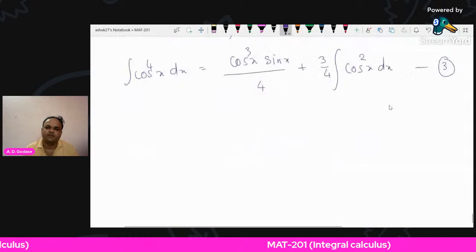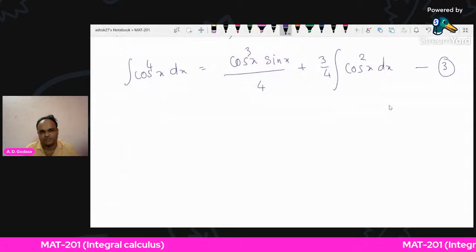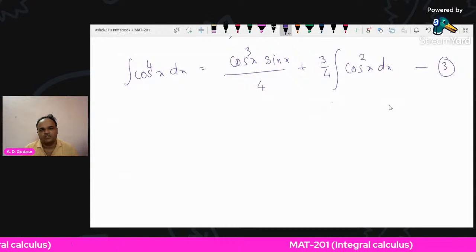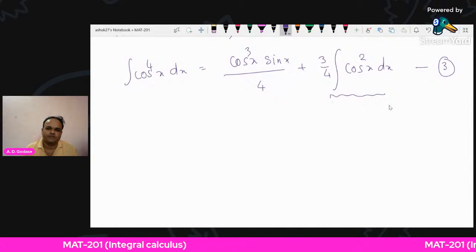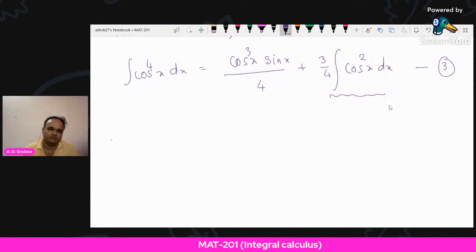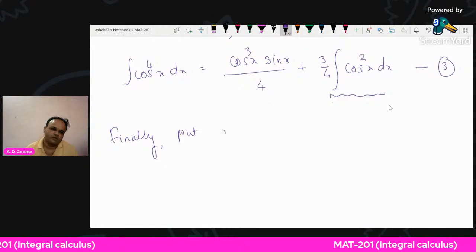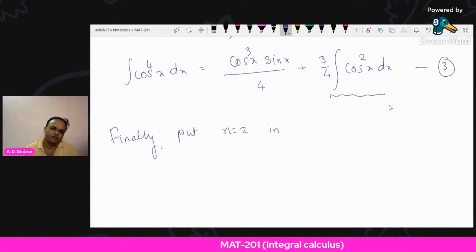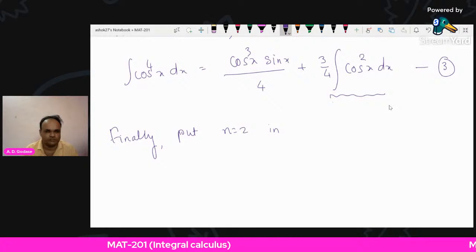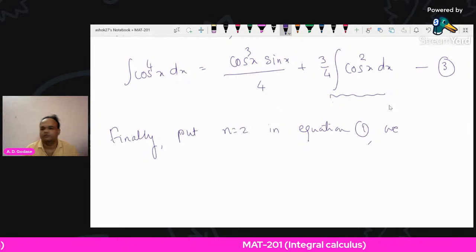So again, we have to find this integration. To find the integration of cos raised to 6x, you have to find the integration of cos raised to 4x, and to find the integration of cos raised to 4x, you have to find the integration of cos square x. So to find the integration of cos square x, you have to put n equal to 2 in the reduction formula, equation number 1.